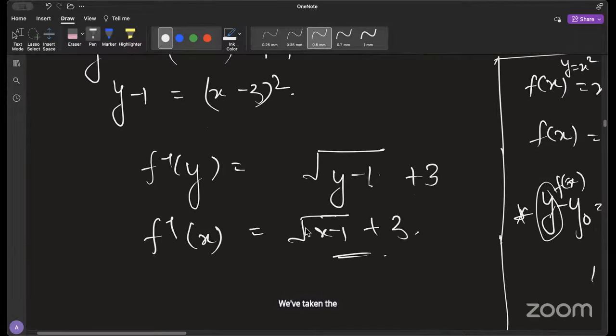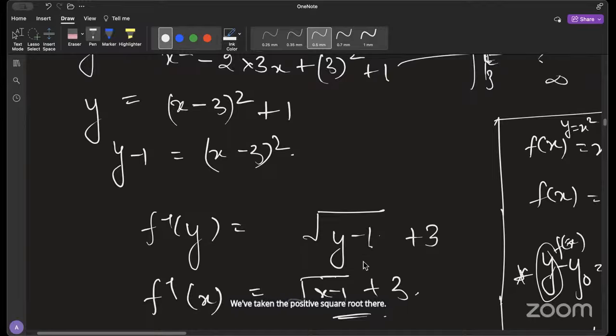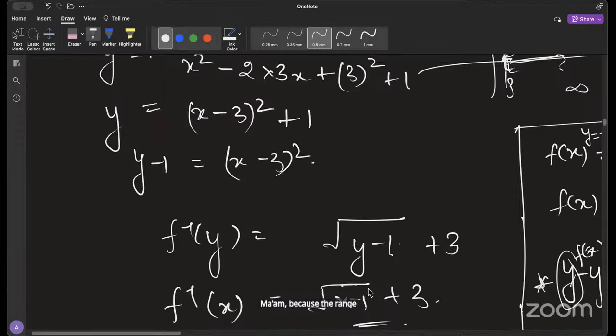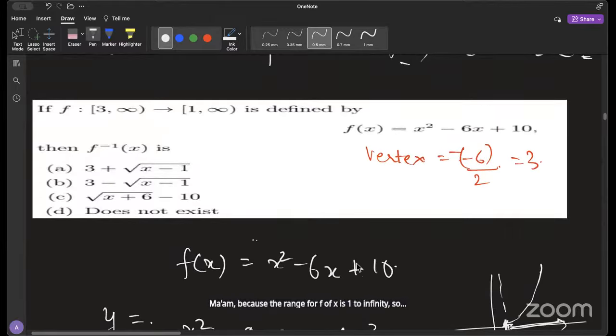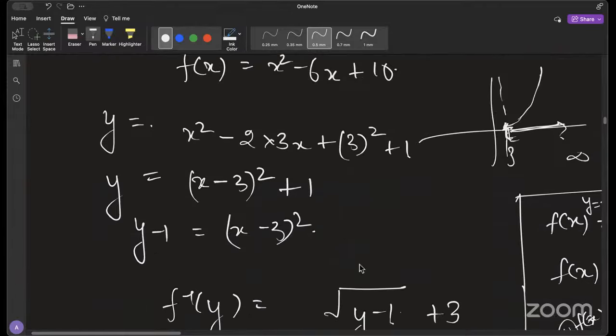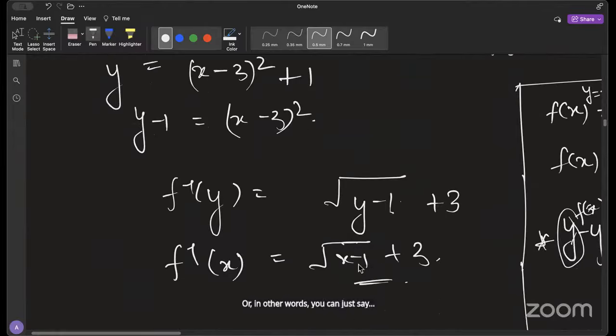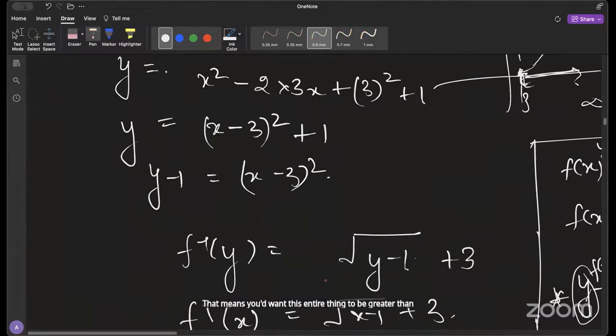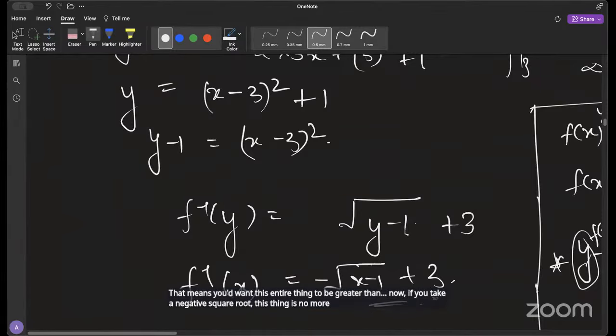We've taken the positive square root here. Why have we taken the positive square root? Because the range for f(x) is 1 to infinity. So that would become the domain of the inverse. Or in other words, you can just say this has to be greater than 3, right? This thing is greater than 3. Now, if you take the negative square root, this thing is no more greater than 3, it becomes less than 3, right?